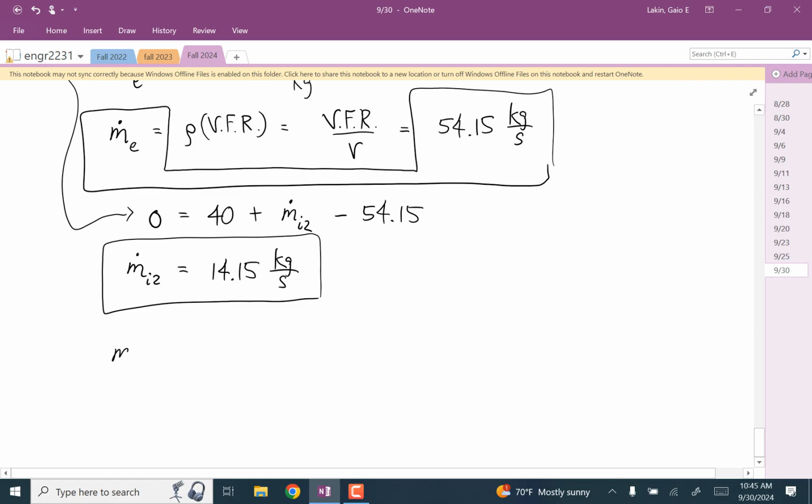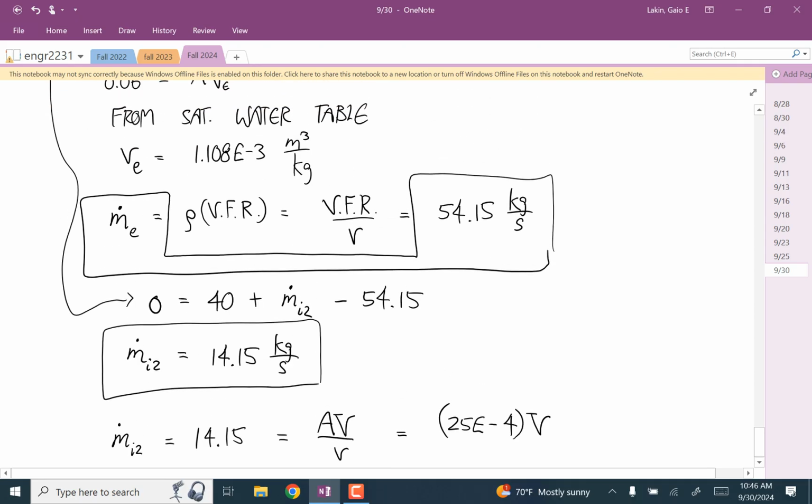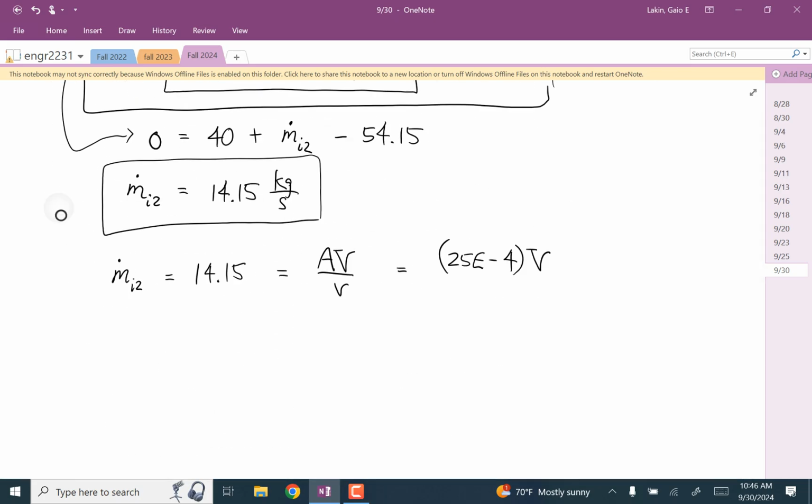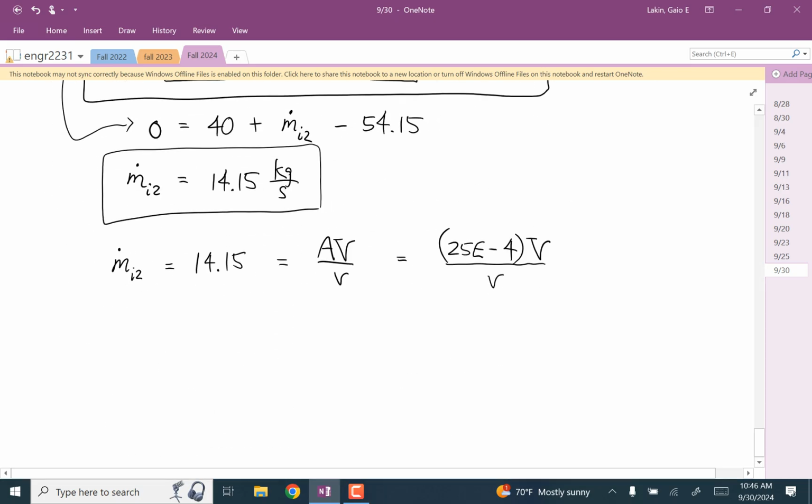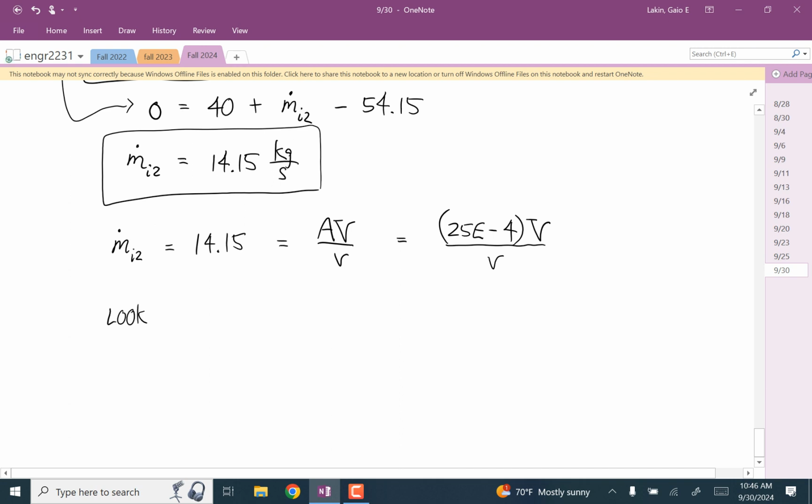And now we can say m dot at inlet 2 is equal to 14.15, and that's equal to the area times the speed divided by the specific volume. The area was 25 times 10 to the minus fourth. We're trying to calculate that speed. We can look up the specific volume for inlet 2.